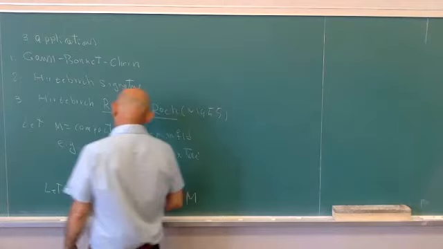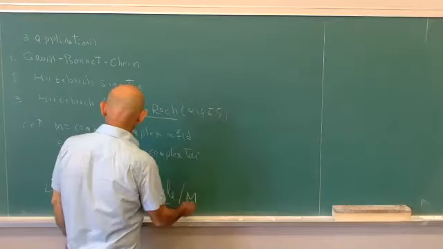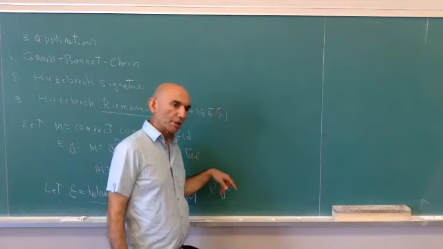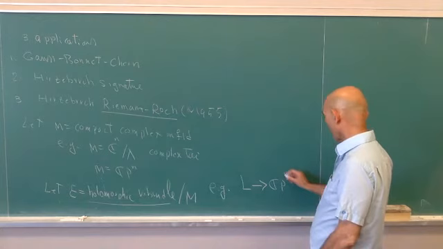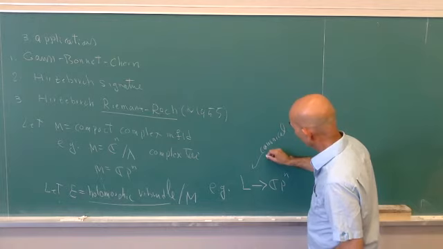For examples of this, you can take, for example, over the complex projective spaces, this line bundle. There is this canonical line bundle, or tautological line bundle.